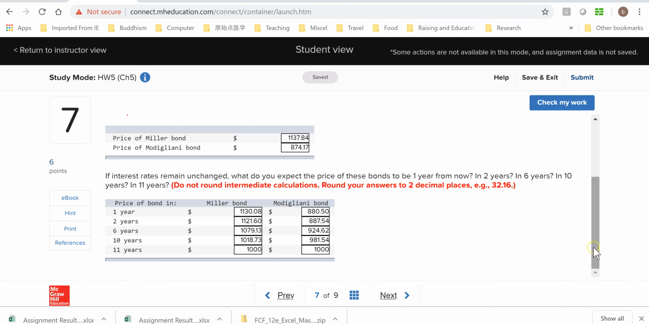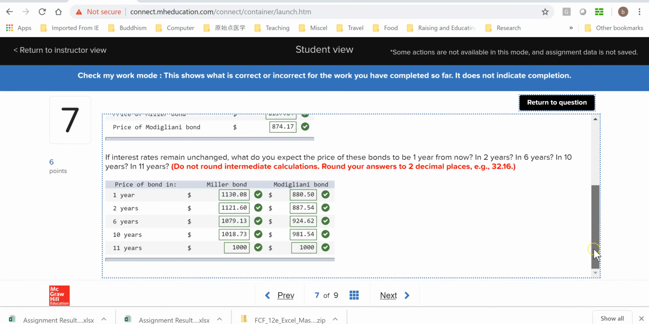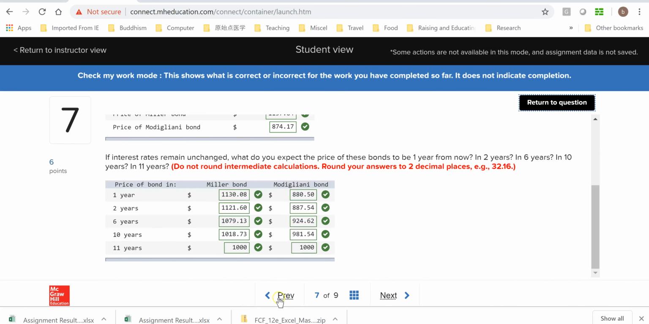So now let's check our work. Okay, great. We got all the calculations correct.